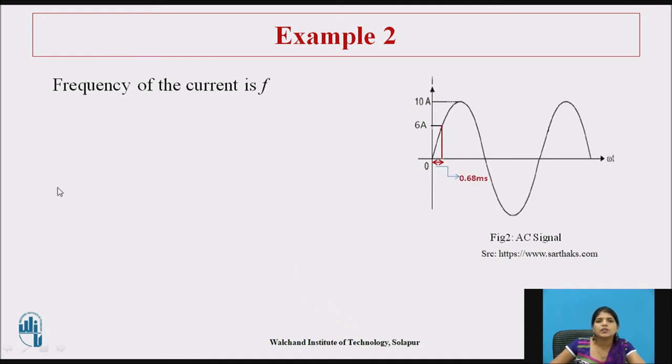Now we want to calculate the frequency of the current, that is omega is equal to 2 pi f. So f is equal to omega upon 2 pi. Then omega is given as 942, so 942 upon 2 pi, we will get 150 hertz.